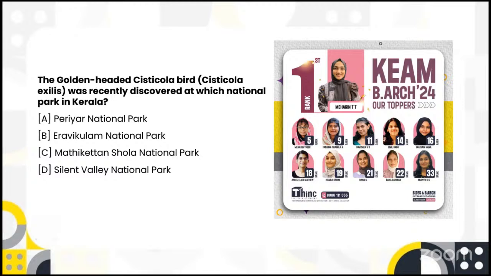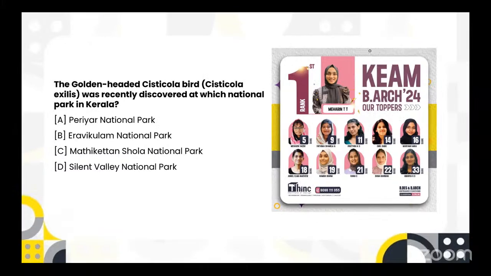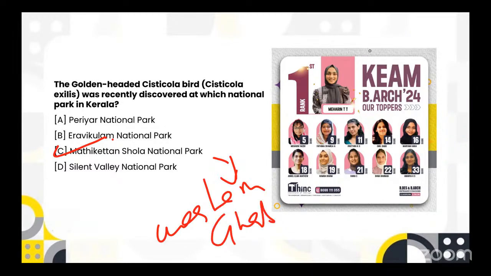It is mostly found in grassland regions in the mountains. In the mountains we have grasslands, right? Other than India, it is also found in Australia. Not just in Kerala, even in Karnataka, Tamil Nadu, and other parts of Asia, it will be there. It's not a much threatened category; it's in the least concern category of the IUCN. Okay, all right. So this was recently found in Mathikettan Shola National Park in Kerala only. Obviously part of the Western Ghats.